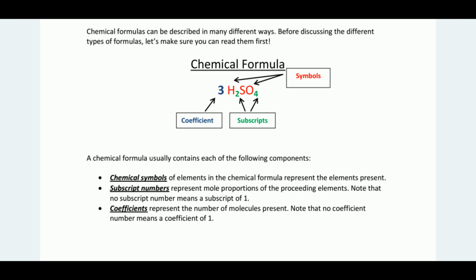Lastly, we have coefficients, which can tell us how many of those entire chemical formulas we have. So here we have 3 sulfuric acids.